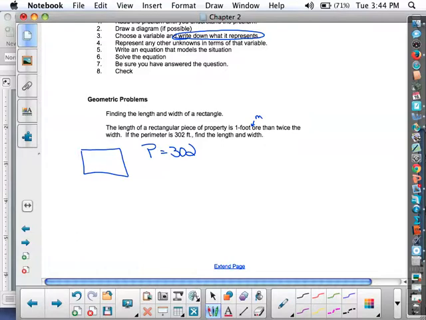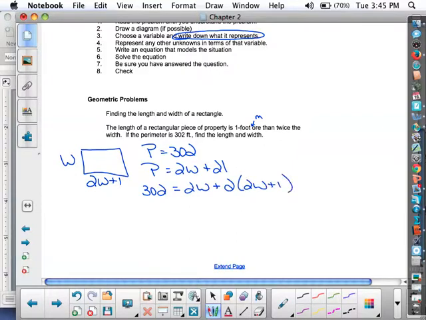Then it says you have the width. The length is 1 foot more than twice the width. So 2 times the width plus 1 will give me the length. So now I know that the perimeter is equal to 2 times the width plus 2 times the length. So I have 302 is equal to 2w plus 2 times (2w plus 1).